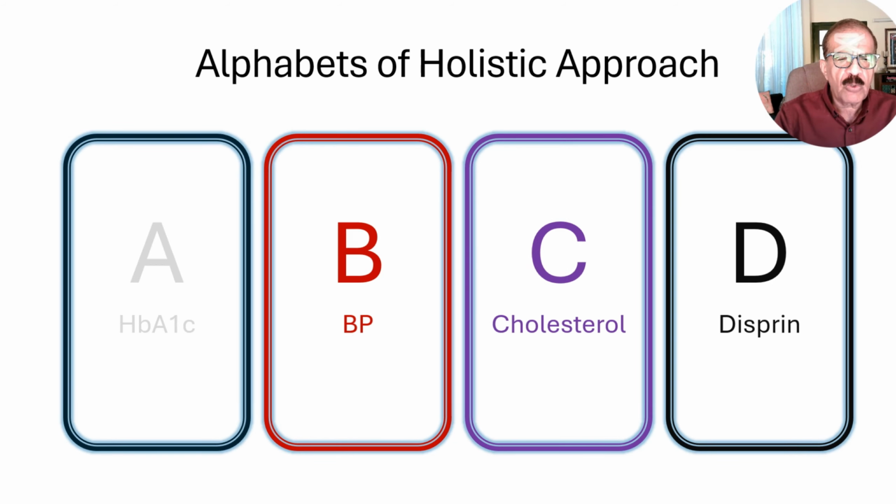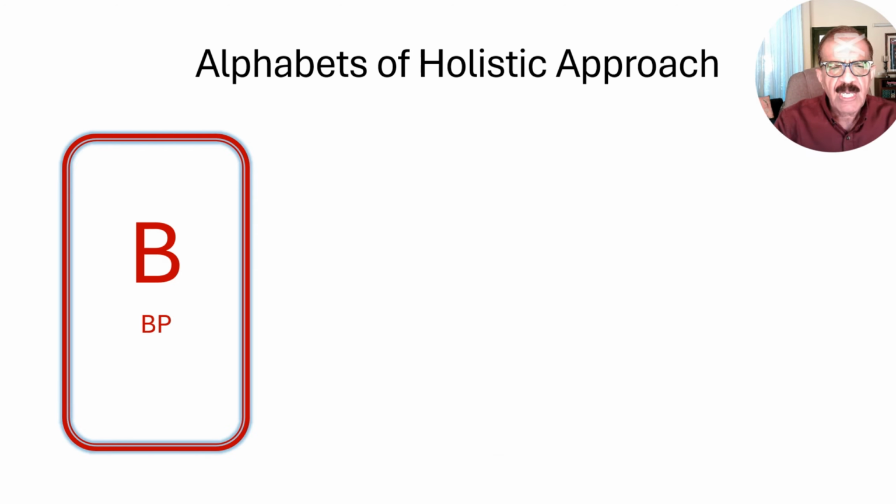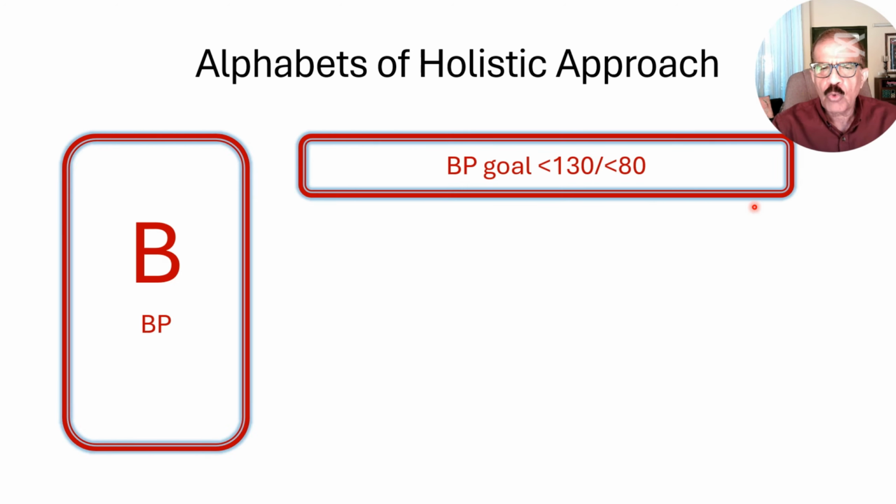Now let's talk about the second part, which is B, blood pressure. In blood pressure, the goal should be less than 130/80. If you read hypertension guidelines like JNC8, they say the blood pressure, once you start treating somebody, blood pressure should be below 140 and below 90. That may not be appropriate or optimum for patient with diabetes.